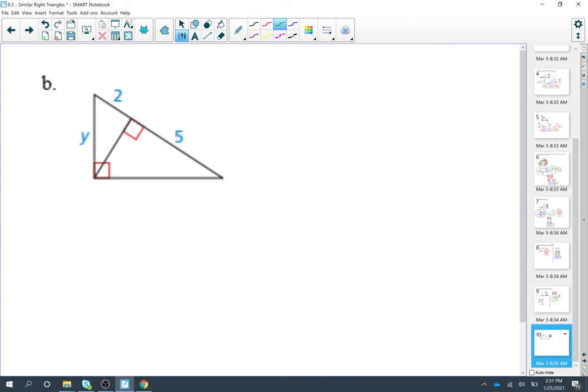Letter B, we have to solve for y. This one is not the altitude, because the altitude is right here, and that's not what we're trying to find. This one is the leg. So the leg theorem says we take the leg and square it. So y squared equals, then we take the adjacent side. The adjacent one is the 2. So 2 times the entire hypotenuse. The entire hypotenuse is this entire thing, which is 5 plus 2, which is 7.